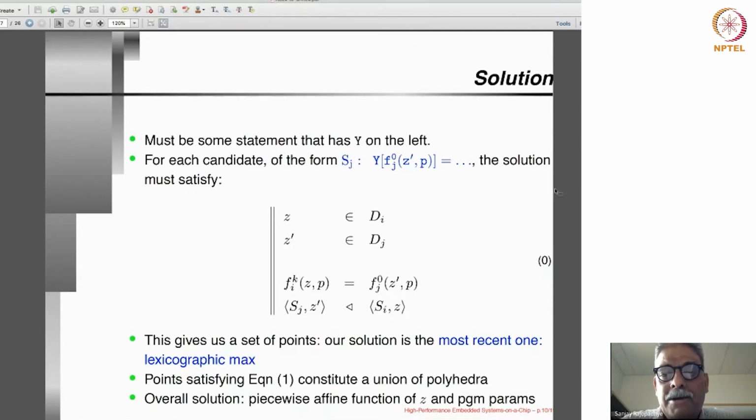Okay? Well, they will be in dependence only if they access the same memory location. The memory location being read by the reference in Si must be the same memory location to which that particular instance of Sj wrote. Otherwise, there is no dependence. So f subscript i superscript k of Z and P must be equal to f subscript j superscript 0, the write address of the statement Sj, and therefore that function applied to Z prime and P.